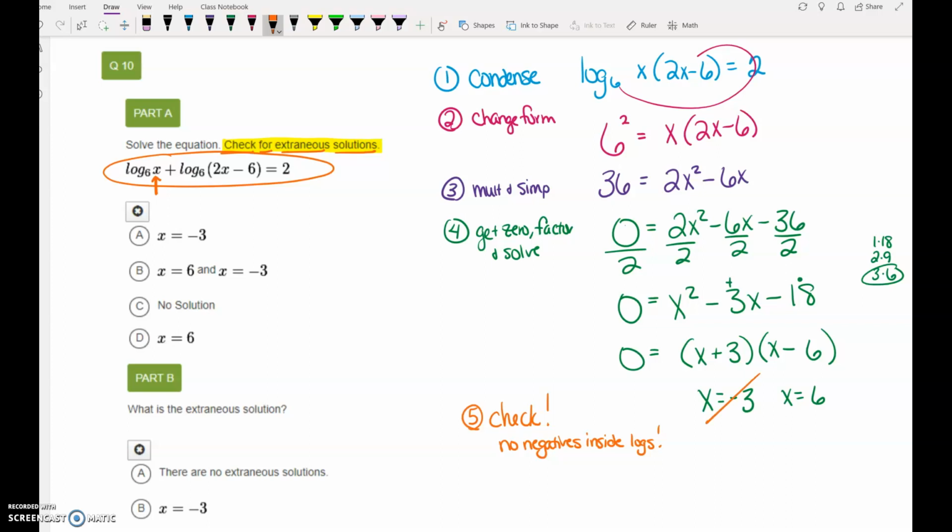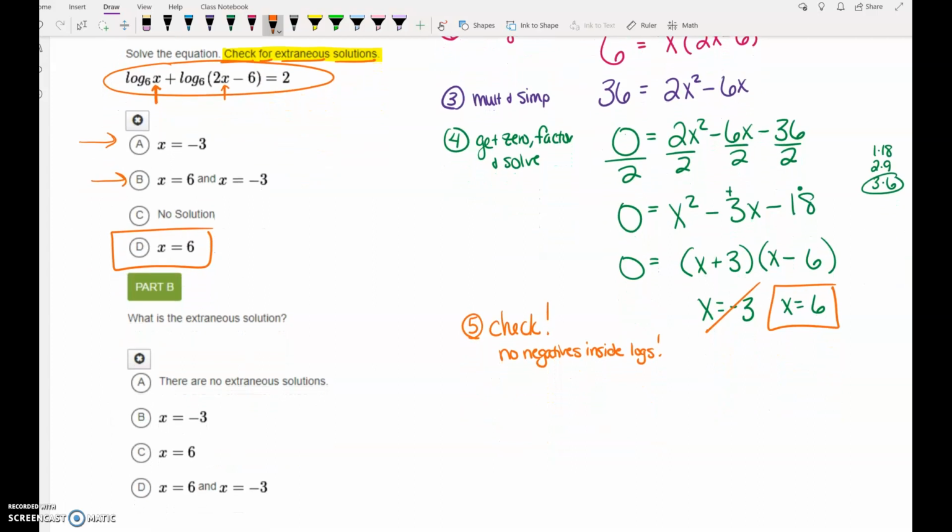Now let's try 6. Log base 6 of 6, that's positive. If we plug it in here, 2 times 6 is 12. 12 minus 6 is still positive. So 6 is good. So our answer is x equals 6. Notice you've got these here to try to throw you off. So you really have to check for those extraneous solutions.